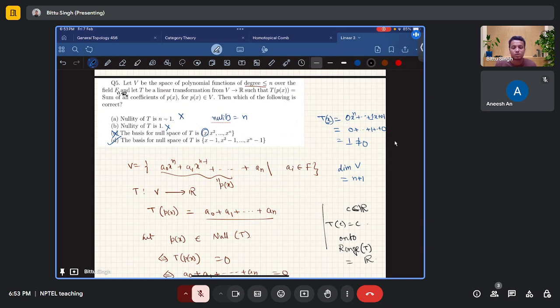Therefore the dimension of the range space, which is the rank, should be 1. So from here also, instead of finding the null space, for this question it is easy to see what the range is, and we can easily conclude the rank should be 1, and rank 1 will automatically give us that the nullity will be n, because the vector space has dimension n plus 1. As the rank is 1, the nullity should be n. So from here we can easily discard those types of options, and this option will be the correct answer.